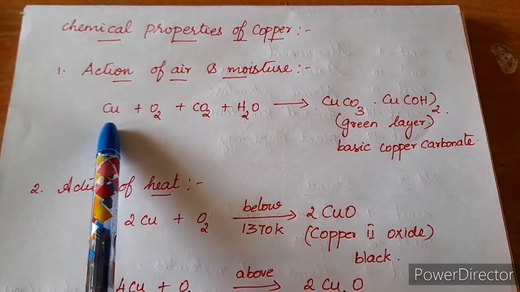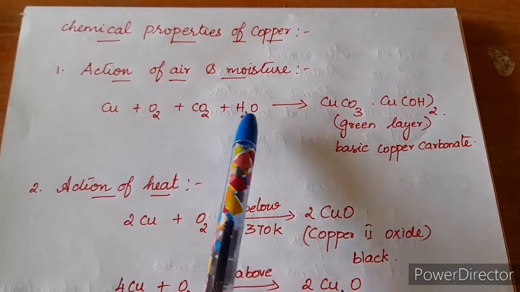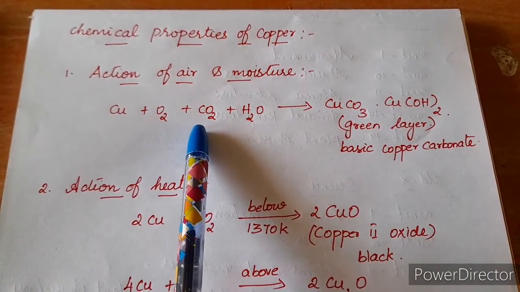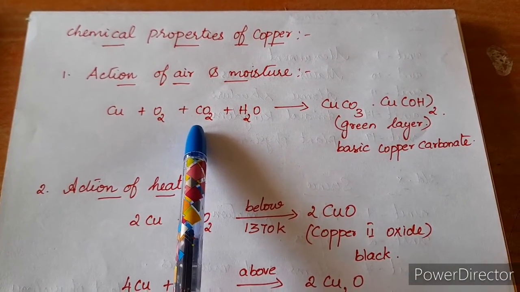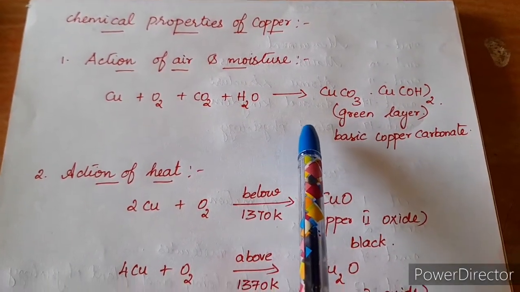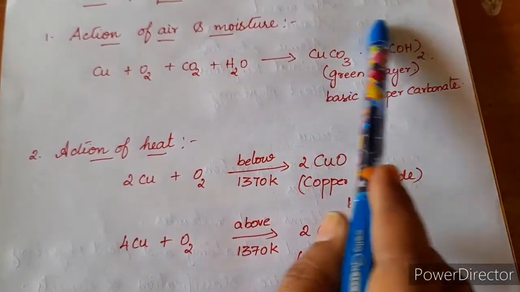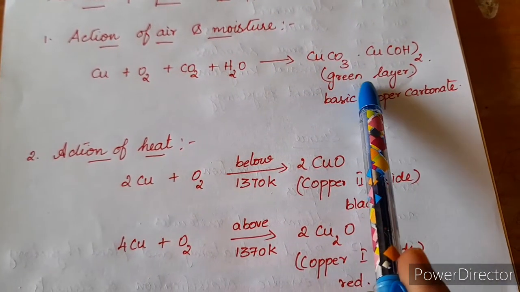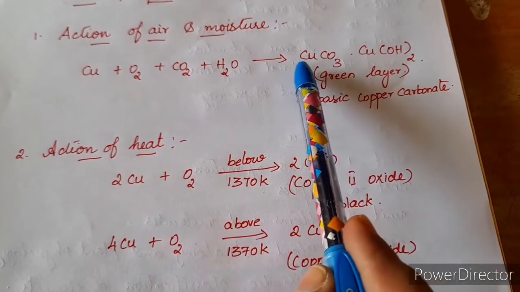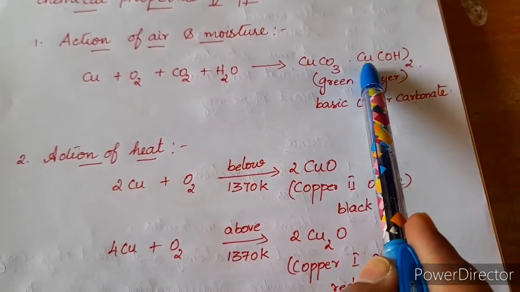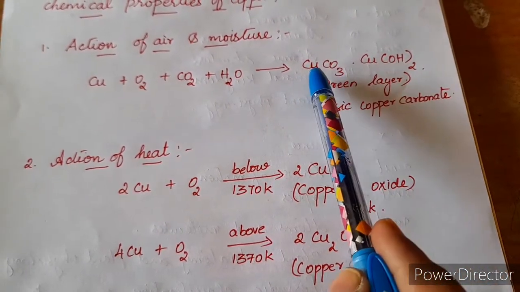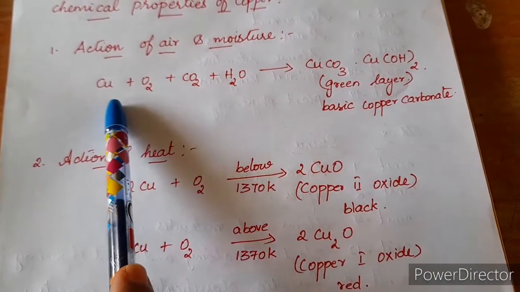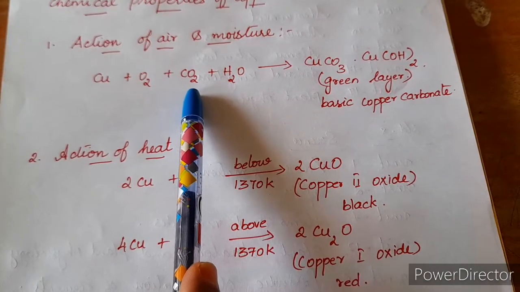When copper comes in contact with oxygen, or you can say moist air in the presence of carbon dioxide, the rusting of copper takes place. Now what will be the color of the rusting of copper? You would have seen the copper vessels; it turns green. Due to the formation of this compound, which is the basic copper carbonate, a green layer is formed on the copper metal. So this is CuCO3 and Cu(OH)2. This compound is called basic copper carbonate. This is the reaction of copper with moist air in the presence of carbon dioxide.